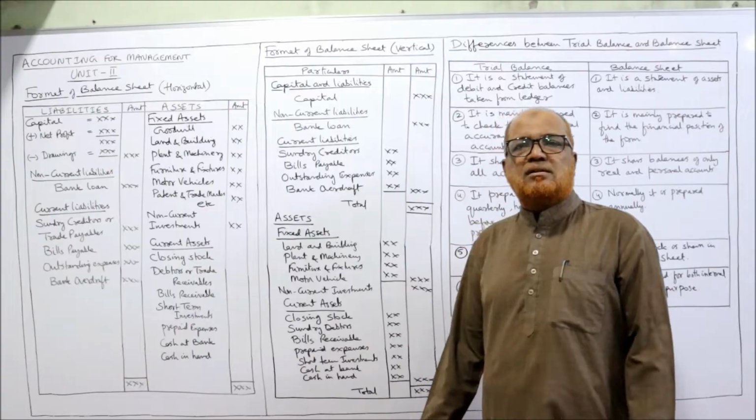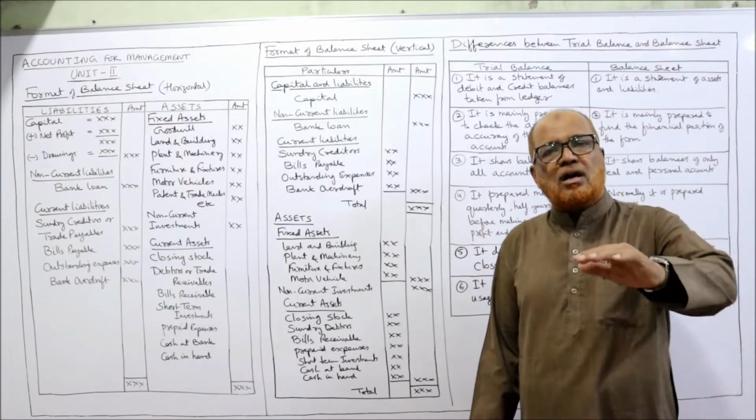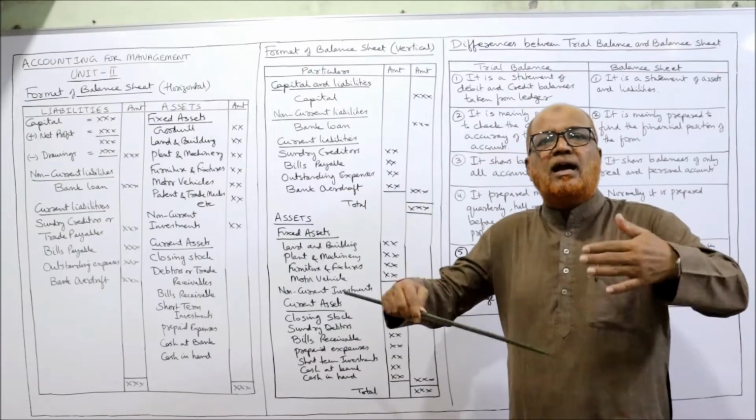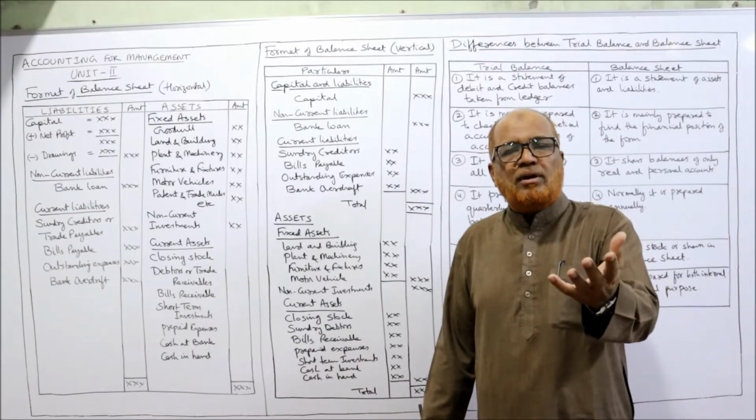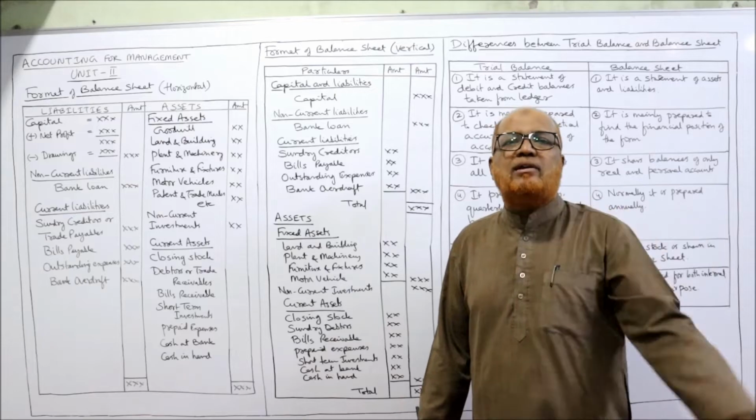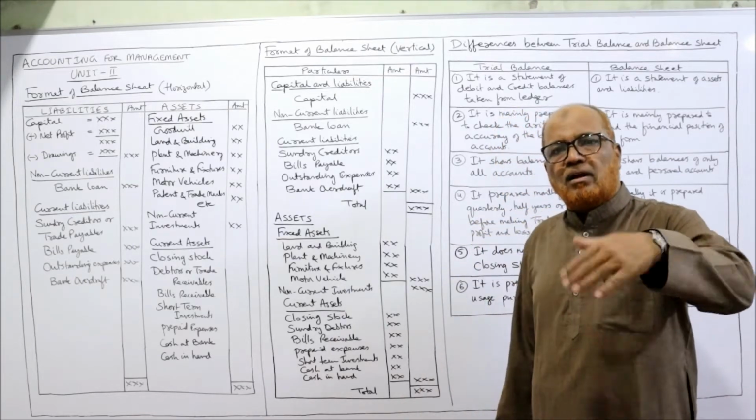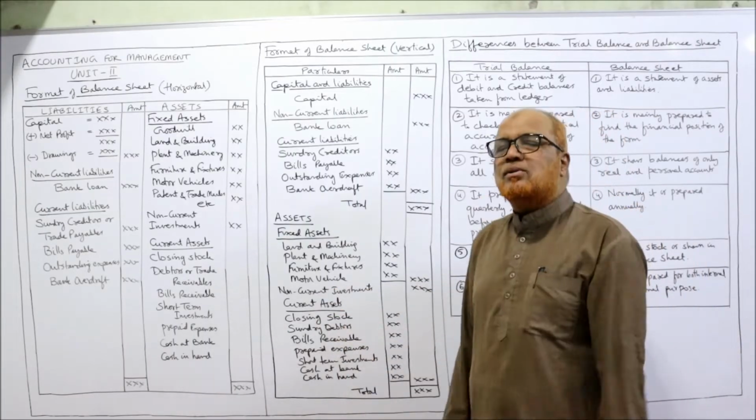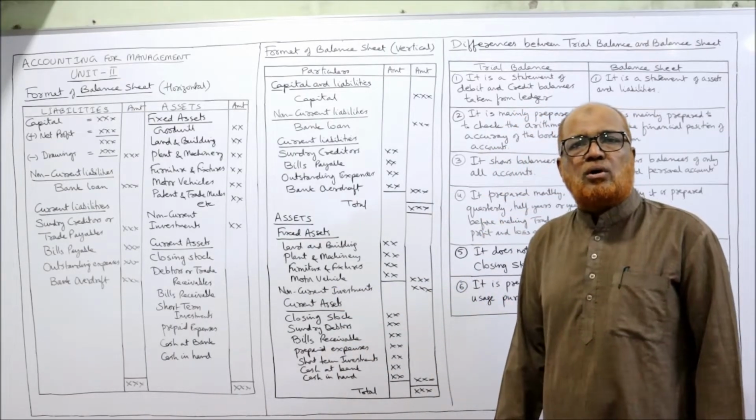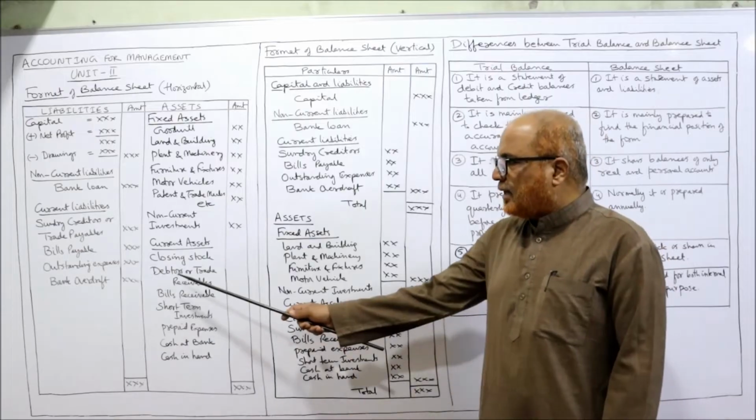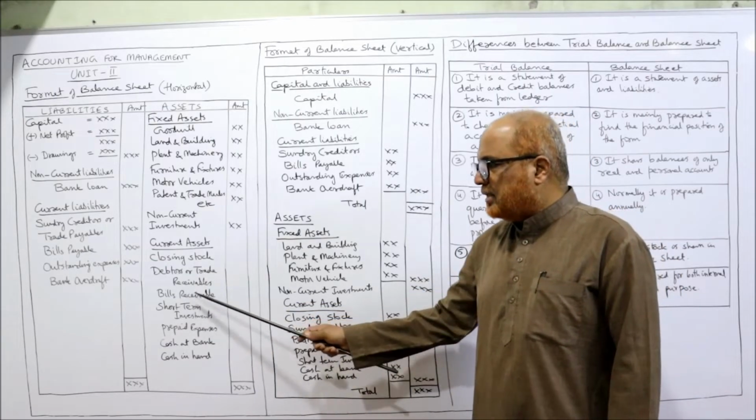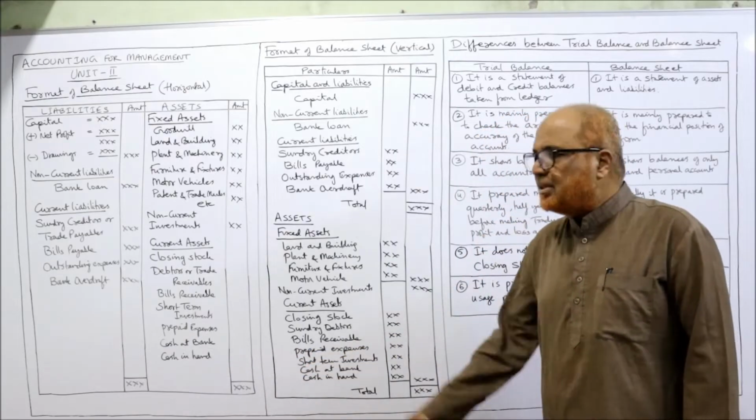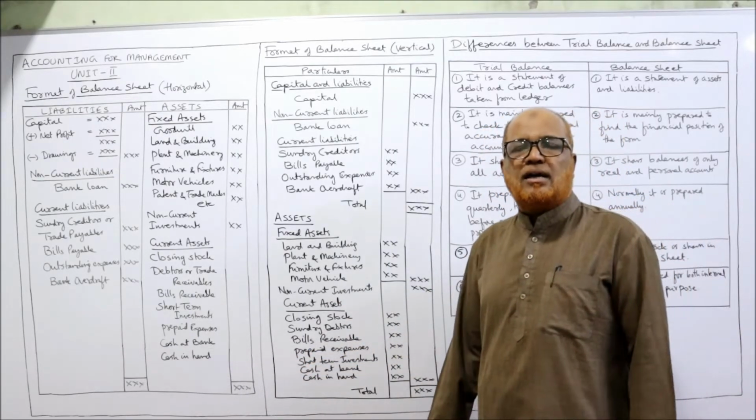Then current assets. Current assets are those assets which are convertible into cash within 1 year, or circulating assets. The assets will not remain the same always. They will go on changing. So some assets will be converted into cash, some cash into assets, like that. Here the examples of current assets are closing stock or closing inventory, then debtors or trade receivable, bills receivable, short-term investment, prepaid expense, cash at bank, cash in hand. These are a few examples of current assets.